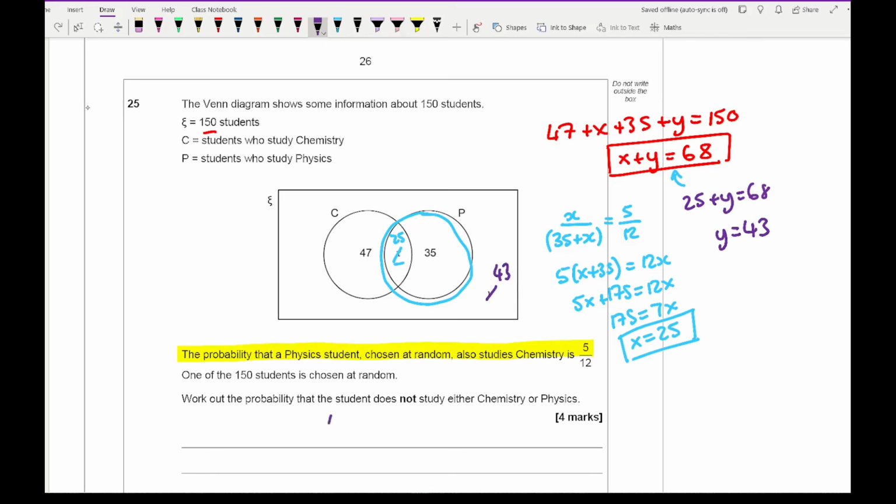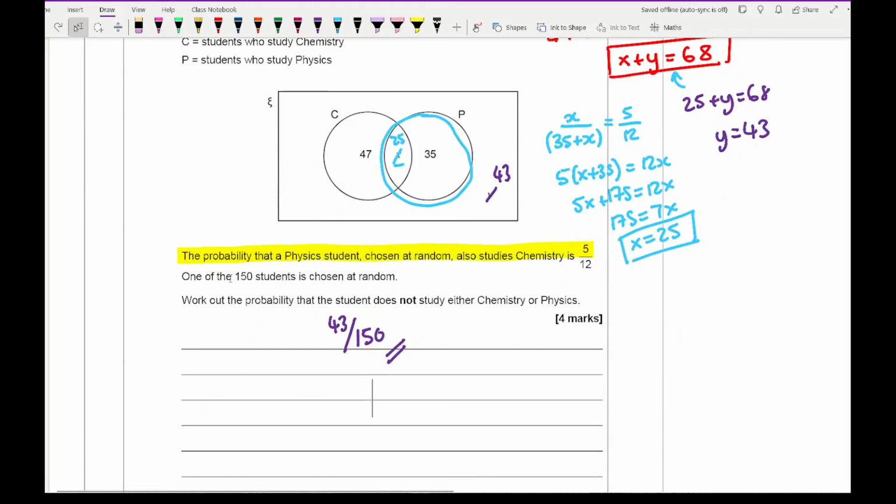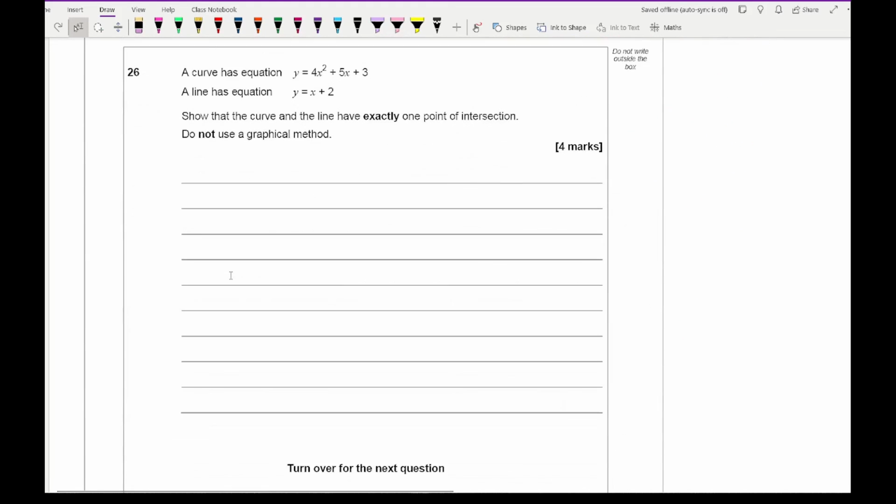Well, now that it's 43, it's going to be 43 over the total, which is 150, and that cannot be simplified, so there is my final answer. Then for question 26, it says that the curve has the equation y equals 4x squared plus 5x plus 3. We've got a line of y equals x plus 2. Show that the curve and the line have exactly 1 point of intersection, and we can't plot it.